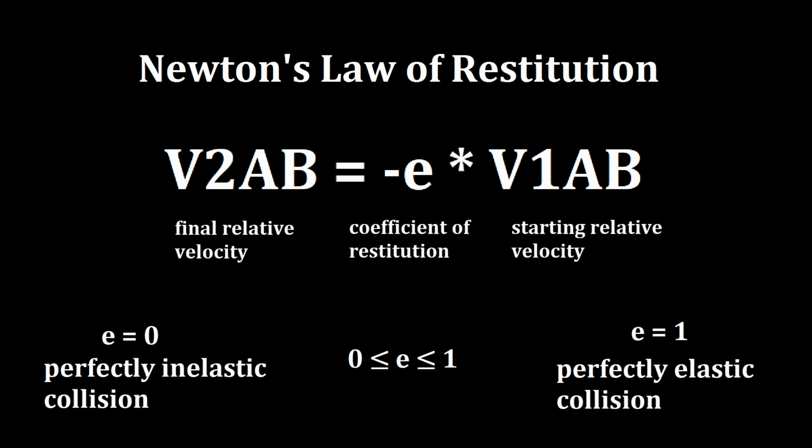Next, we need to take into account elasticity. Newton's law of restitution states that V2AB is equal to negative E times V1AB, with E being the coefficient of restitution, which is between 0 and 1. If the elasticity is 0, the relative velocity after the collision will be 0, and if the elasticity is 1, the relative velocity will be the same, but in the opposite direction.